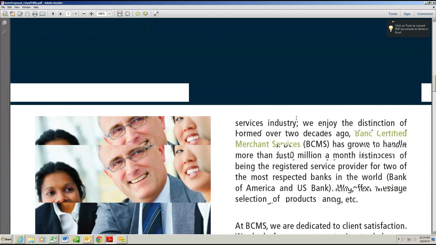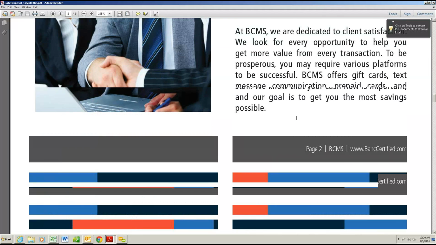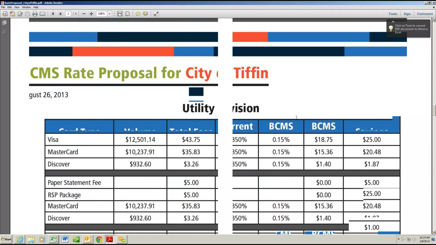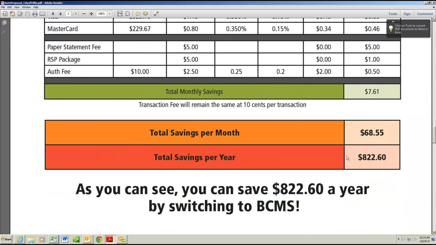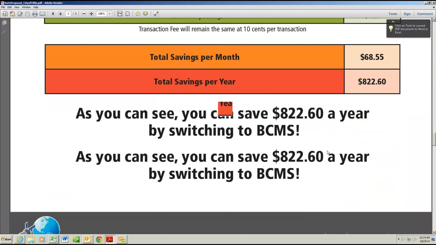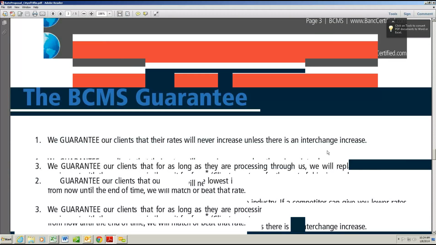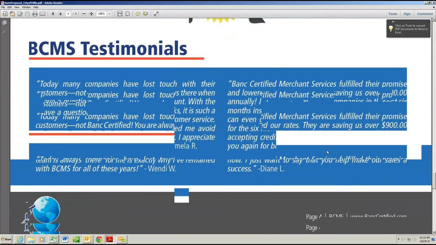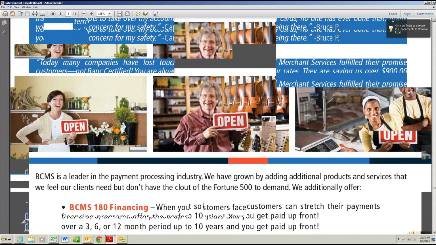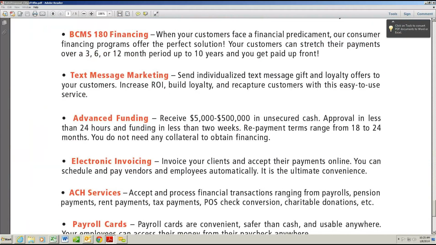Who are we, what we do, and then you can see down here we actually start showing the actual savings, and how much, for this client with a very low volume, we can save him about $1,000 a year. And you can see in addition it has our guarantees there, some testimonials from our customers, and then it talks about some of the additional products and services that we have.